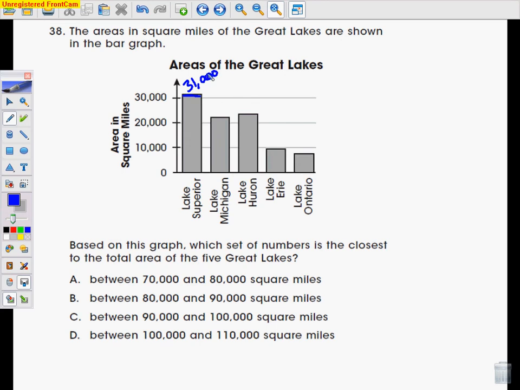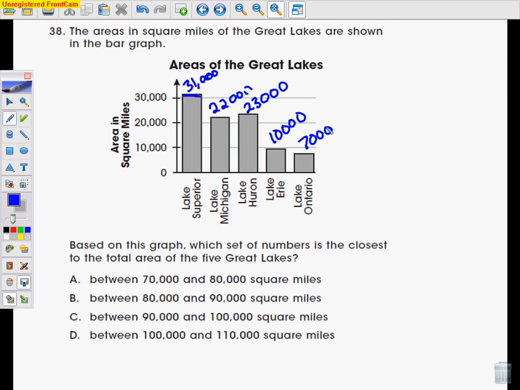Okay, let's look at Lake Michigan. Lake Michigan is a little above 20,000. Looks a little bit more above it than Lake Superior was above that line. So we'll go 22,000 there. Lake Huron. Lake Huron is a little bit above Lake Michigan. So let's say it's about 23,000. Lake Erie. Lake Erie is like right at the line. Let's just go ahead and put that at 10,000. And Lake Ontario is below the line, so we're going to go ahead and put that at about 7,000.